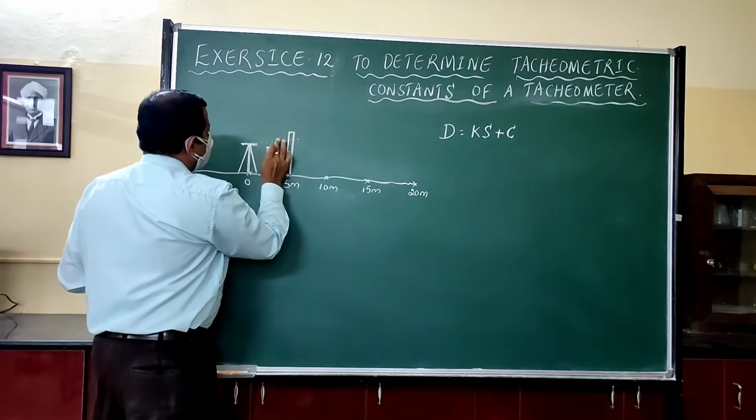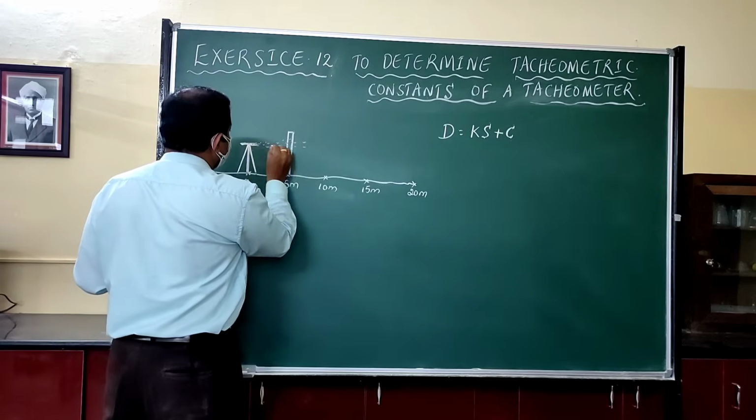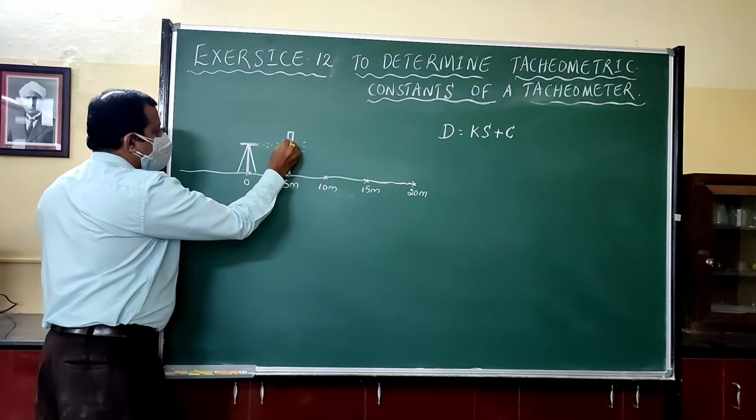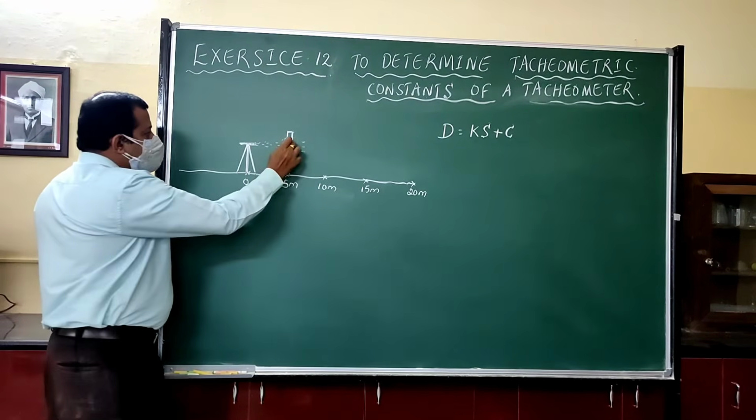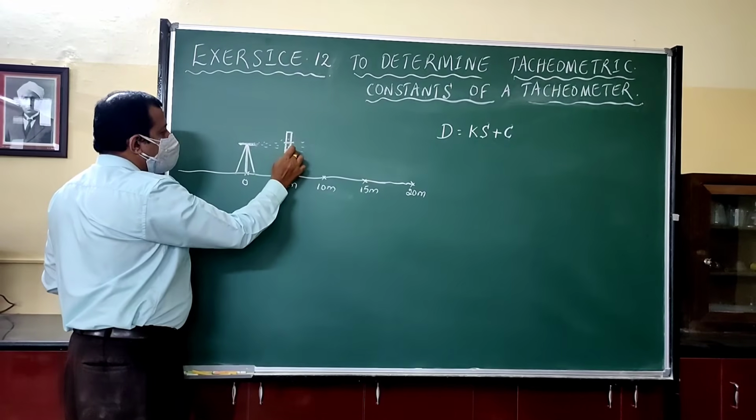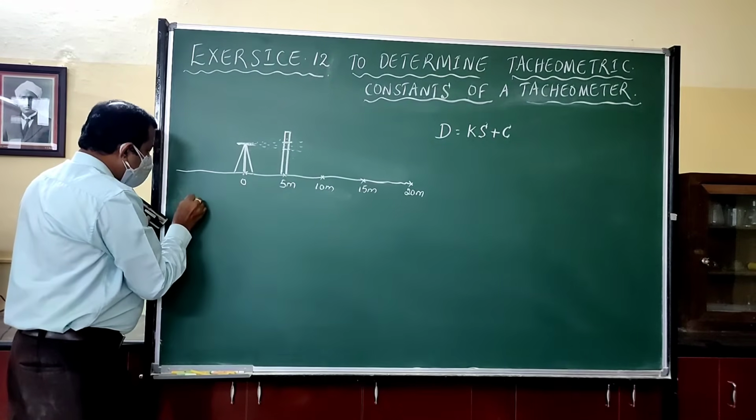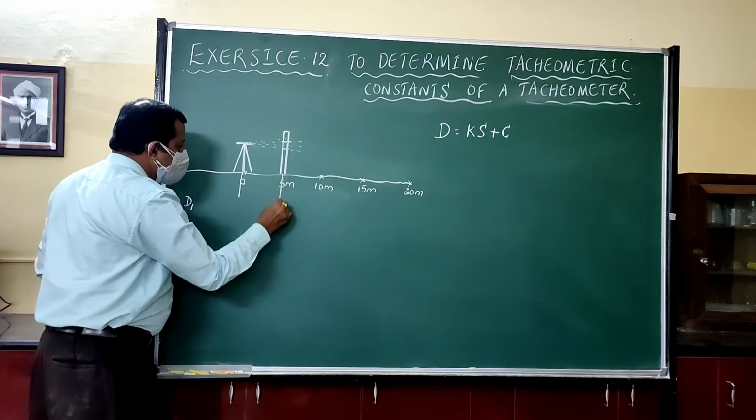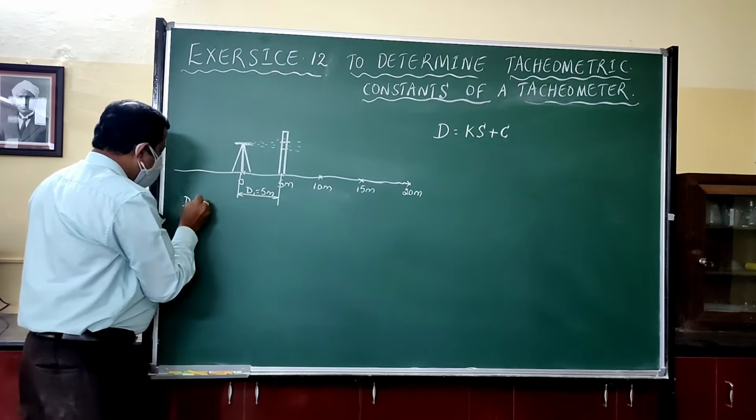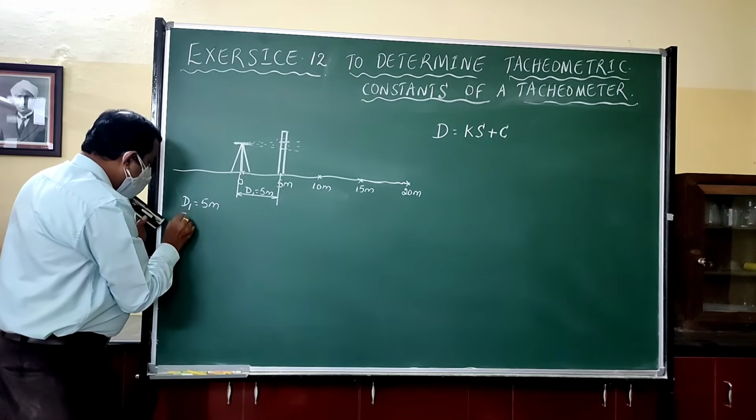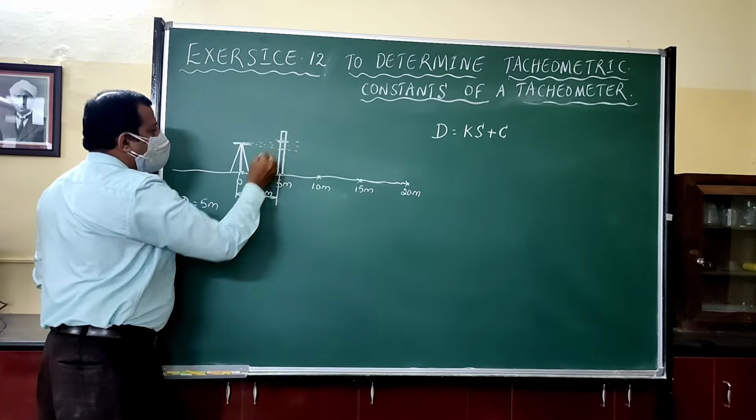We are going to measure the upper stadia, lower stadia and central crosshair reading. Note down the upper stadia reading and lower stadia reading. The difference between the upper stadia reading and lower stadia reading is S1. Let us take this distance as D1, equal to 5 meter. At distance D1 equal to 5 meter, note down the S1 reading, which is the difference between the upper stadia and lower stadia reading.